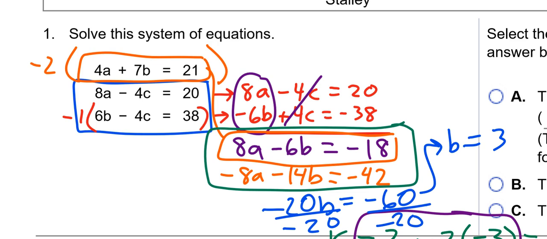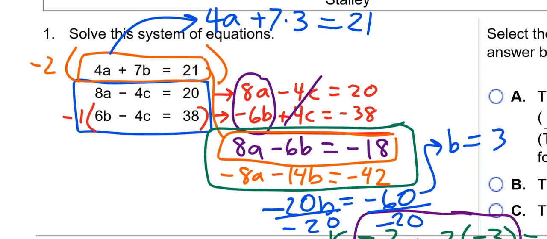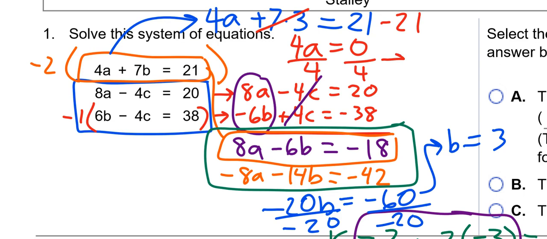Now, anybody got a favorite equation they'd like me to plug this B back into? The top one? Alright. 4a plus 7 times 3 equals 21. When you take away 21 from both sides, you end up with 4a equals 0. The only way that can possibly happen is if a is equal to what number? A is actually equal to 0.